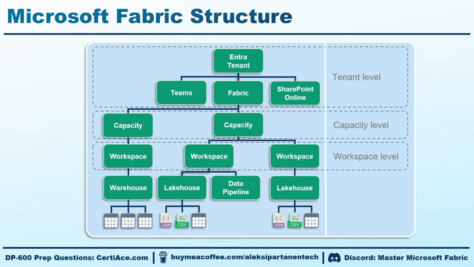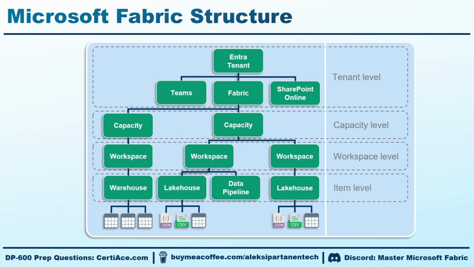Then we have the workspace level, and we can attach multiple workspaces to a single capacity, which means that then those workspaces share the same compute resources of the capacity. This also means that if one workspace eats all the compute resources of the capacity, then nothing will work in those other workspaces tied to that same capacity, since there is no compute power left for them. That's why you need to be mindful about your capacity strategy and how you divide things to different capacities.